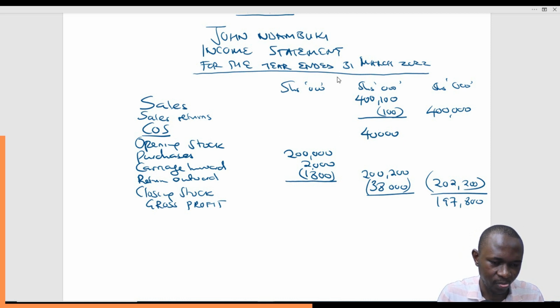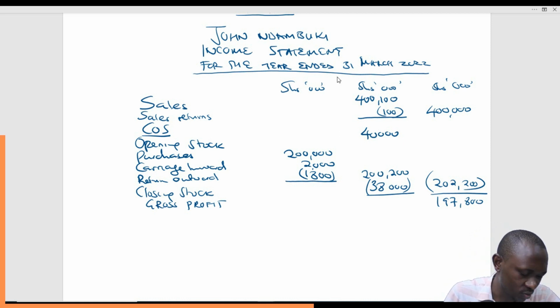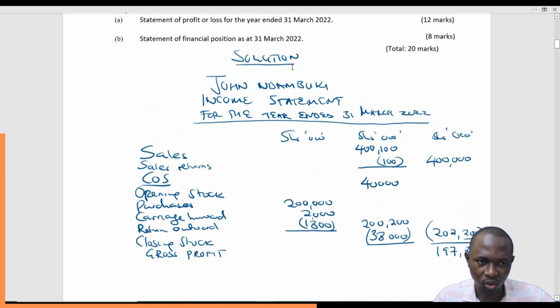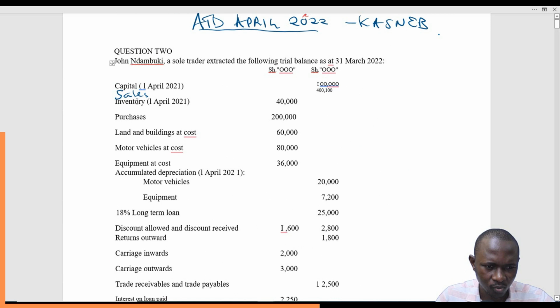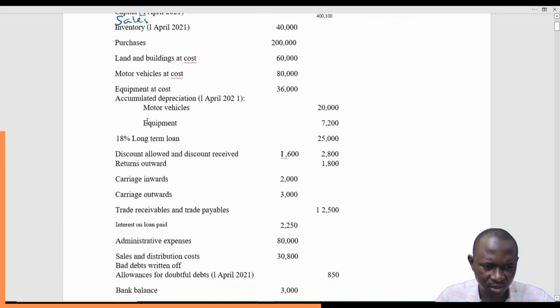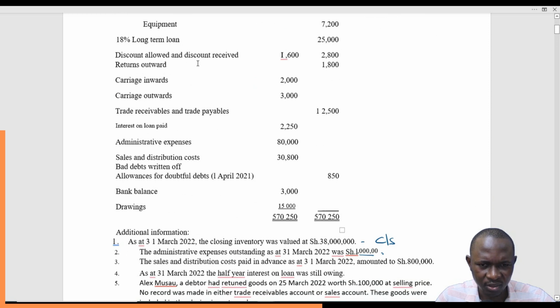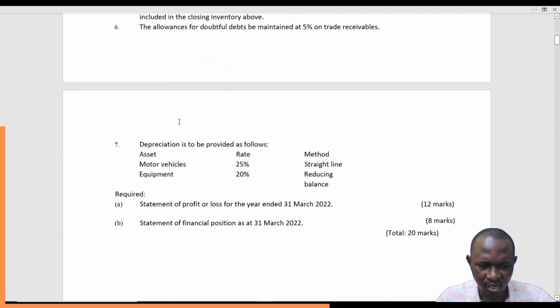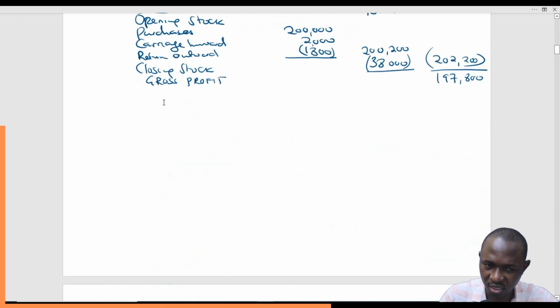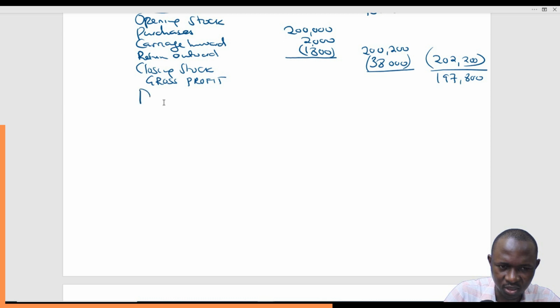Then we add, if we have any gains and incomes, we add. Now we have started the P&L account. So we check the question to see if there are any gains and incomes. Sales, purchases, land and buildings. Discount received is a gain. So yes, we have discount received. Continue checking if we have anything else. That's discount received, and then we have to work out the allowances to see if it was a reduction. If it's a reduction, we'll consider it here.